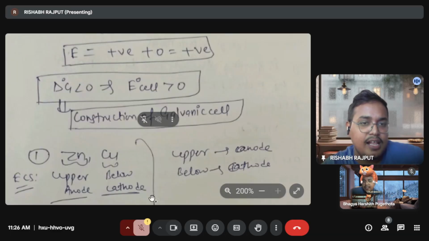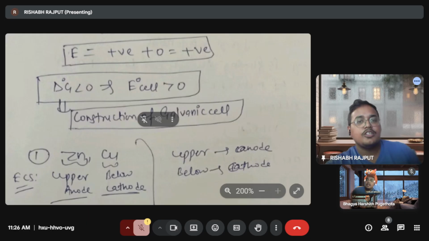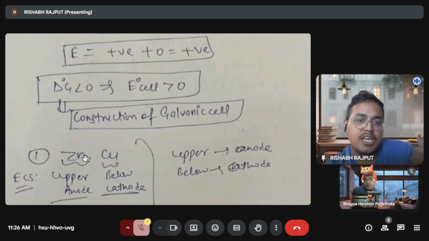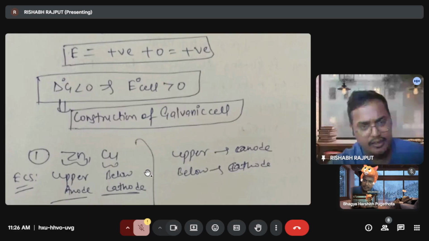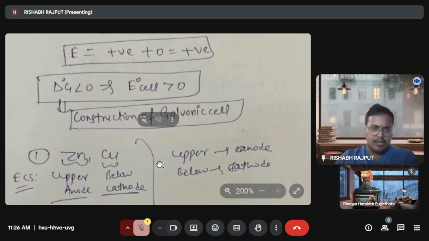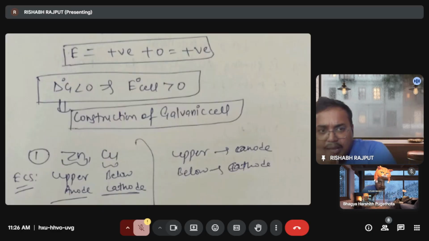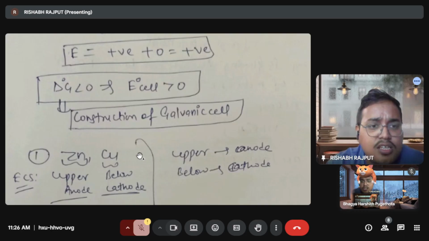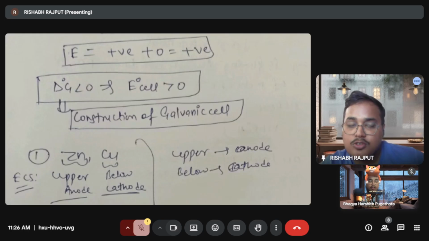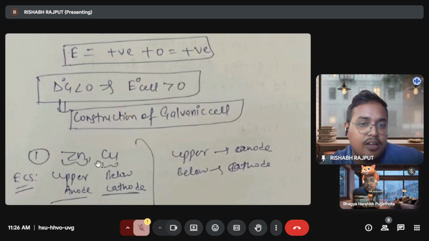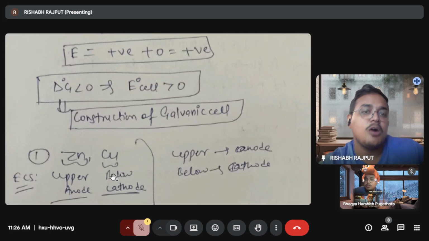So I will write here also. Please see, they will check like this. If I give you zinc and copper, is it possible to construct a galvanic cell? Yes, it is possible because we know the electrochemical series. You can check the electrochemical series. Then they will ask, sir, from zinc and copper, who is the anode and who is the cathode? So how can you say?